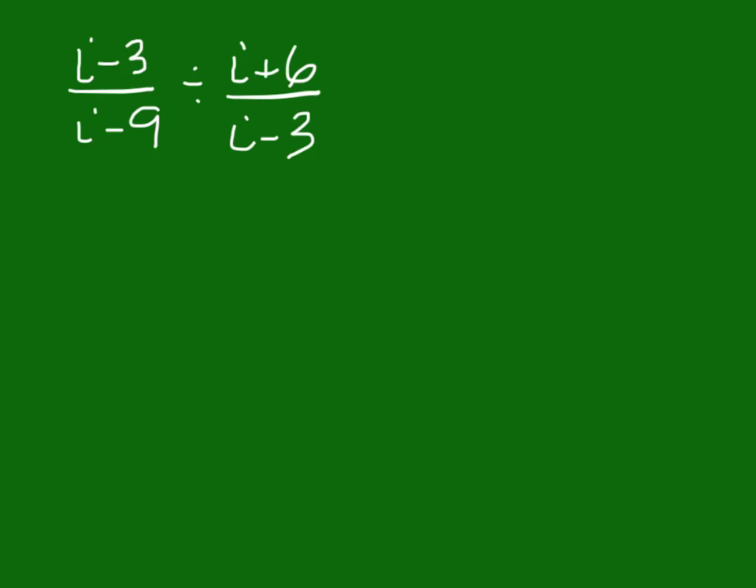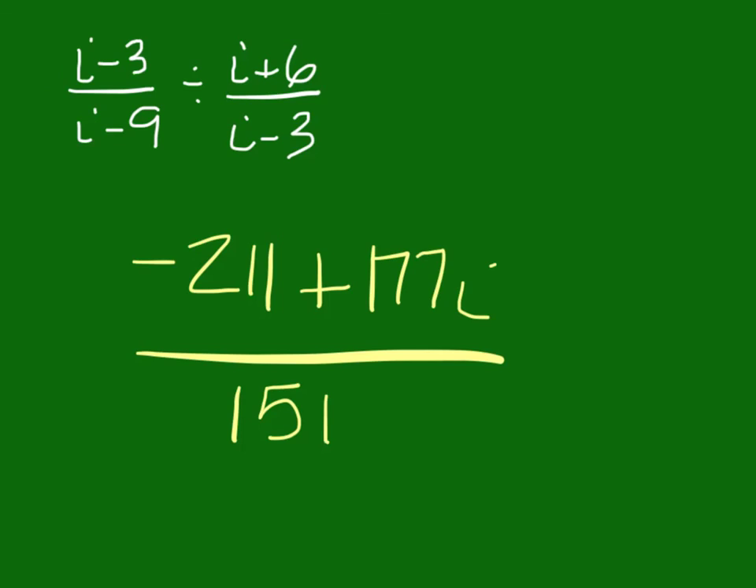There's not enough time to work out the solution, so we're just going to write it on the screen. The right answer should be negative 211 plus 177i over 1517.